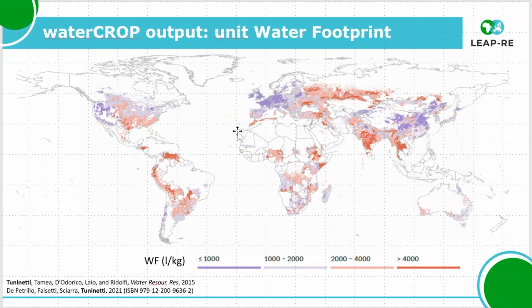So, for example, here in this northern part of Europe, or here in some area in the southern part of Africa. While orange pixels, such as here in Ethiopia, show areas where water use is less efficient. So this platform, this software allows you to understand also the efficiency of crop water use.